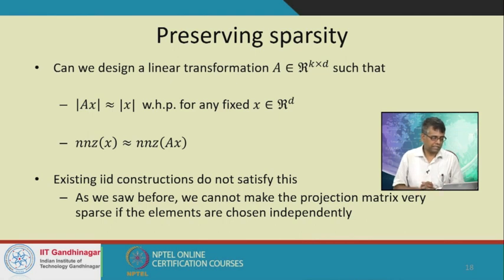It's not hard to see that the existing IID constructions don't satisfy this, and in some sense we've already seen an example before, when we were talking about sparsifying the random projection matrix. If I make the random projection matrix independently and make it very sparse, mostly putting zeros in every entry, then I'll end up with columns that are 0, and then I'll be in trouble, because it's not going to preserve the norm of some vector.